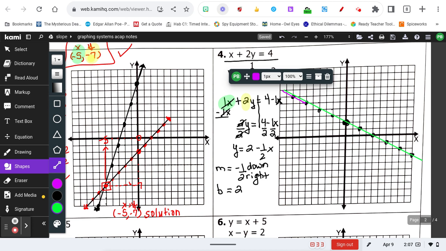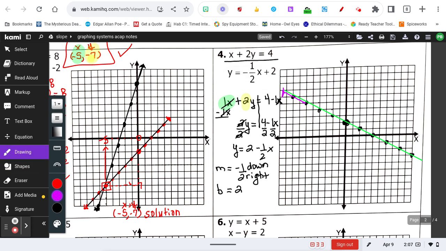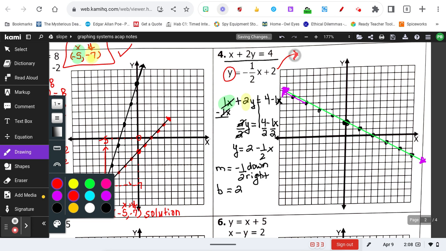And that is my line. Now, if you take a look at this equation, guys, y is already by itself. But it has a slope also of -1/2. And its y-intercept is 2. Well, you should notice something.